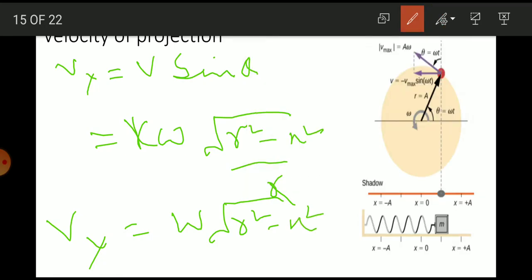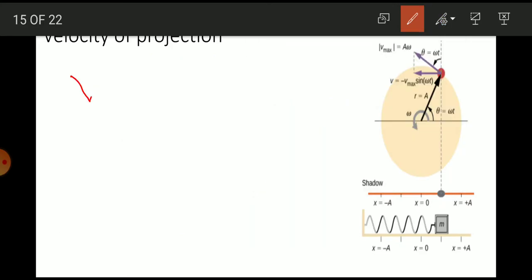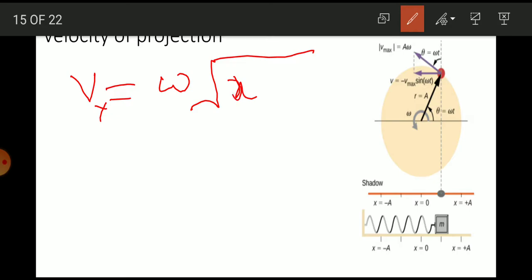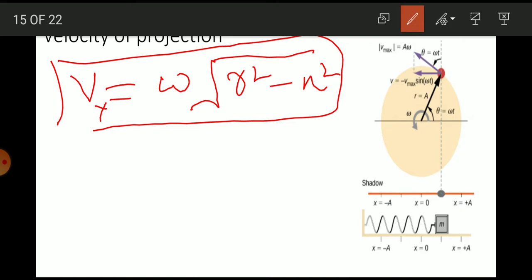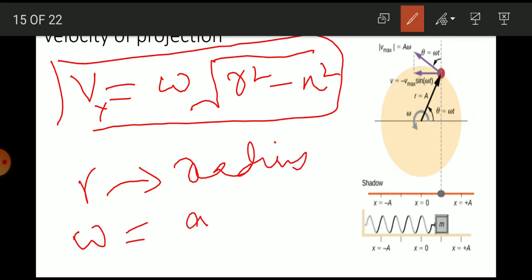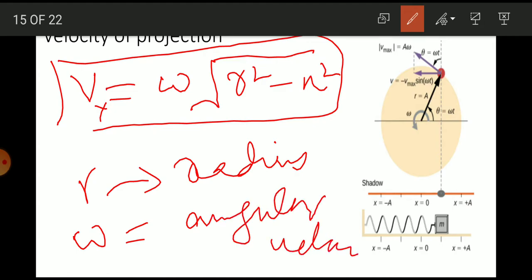I will write neatly again. Vy is equal to omega under root r square minus x square. This is the final relation that we derived, where r is the radius of the circle, omega is the angular velocity, and Vy is the velocity of projection of a body moving in a circular path.